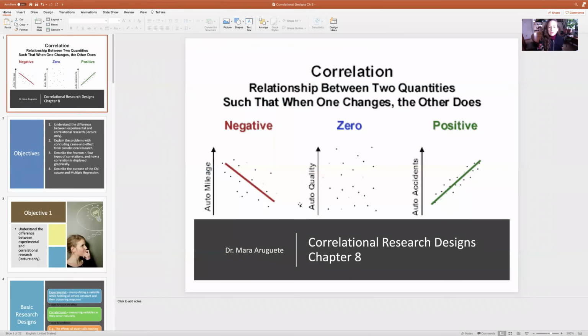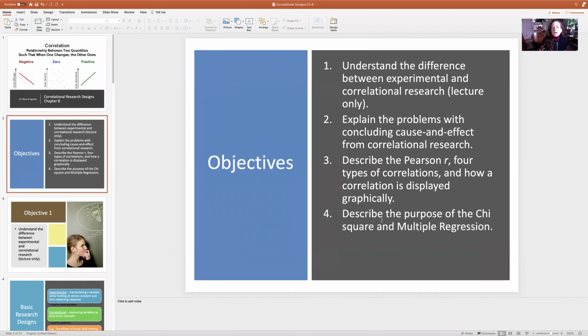Okay, so we are covering correlational research designs in this chapter. A correlation is a relationship between two variables. When one changes, the other changes, or the other does change anyway. That doesn't necessarily mean cause and effect. We'll get to that.